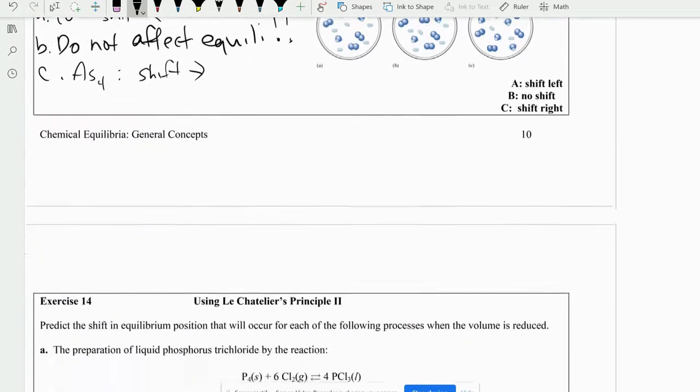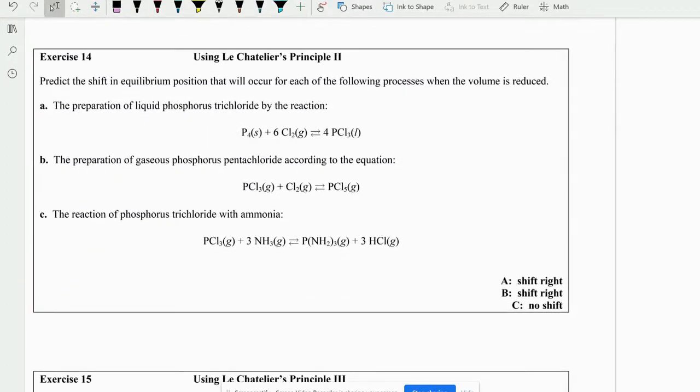Let's go ahead and do exercise 14. We're almost done here, you guys. Exercise 14: predict the shift in equilibrium position that will occur for each of the following processes when the volume is reduced. The key is, we just talked about pressure, remember squishing. If I reduce the volume in a reaction vessel and cause that squishing to happen, you guys know that pressure is going to increase, right? Generally speaking, this is going to be the context of our problem and how we're going to answer it. So they're reducing the volume.